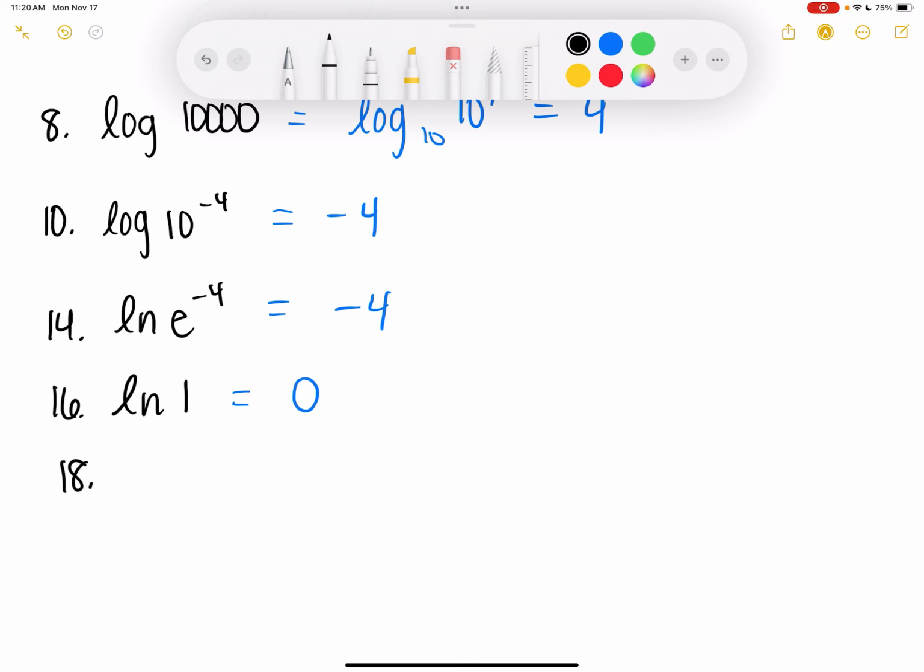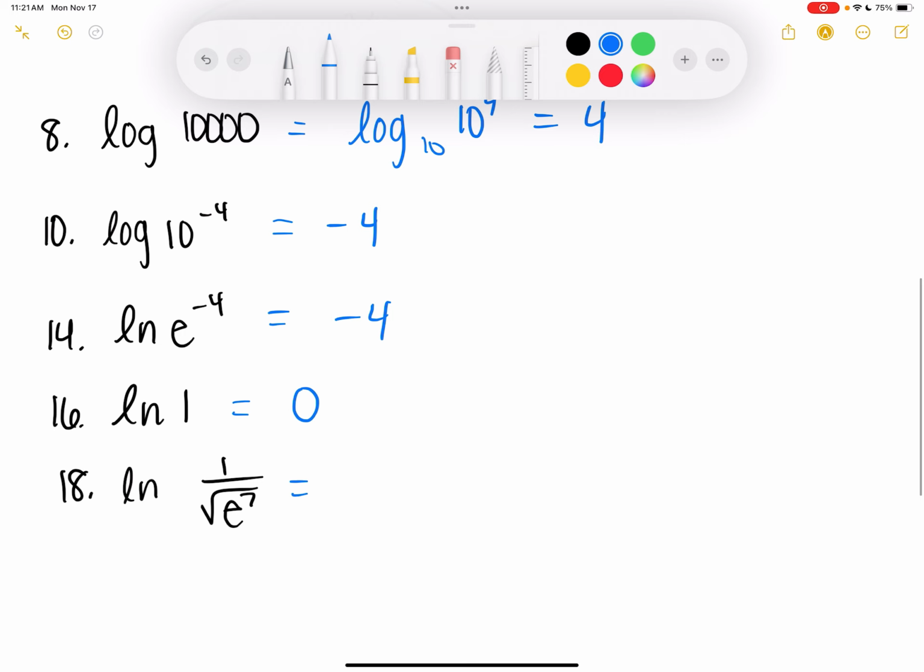18. ln of 1 over the square root of e to the 7. How might I need to rewrite this? Square it. No. e to the negative 2 over 7. No, it's a negative 7 over 2. ln of e to the negative 7 over 2. The power goes on top. The root goes on the bottom. This was in the denominator, so I make it negative. So now what is this equal to? Negative 7 over 2.